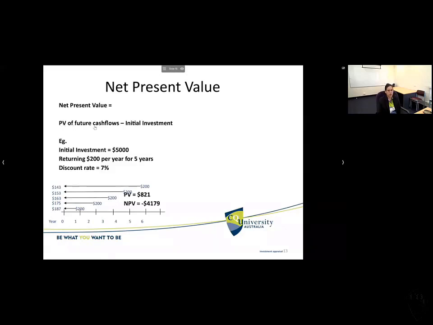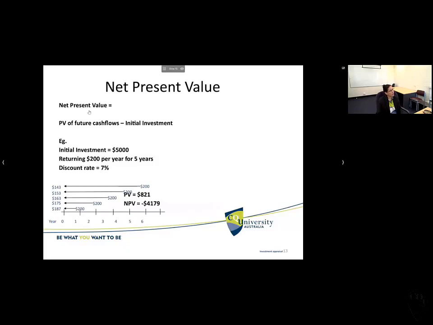Okay, so we discount all of the future cash flows and we add them all up, all of their present values. And then we take off the initial cost or the initial investment amount. So in this example, the initial investment is $5,000. It's going to return us $200 per year for 5 years. Now, just on those figures alone, you can see this wouldn't be a very good investment. Well, let's ignore that fact for now.